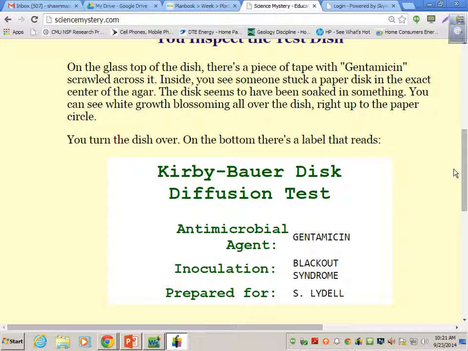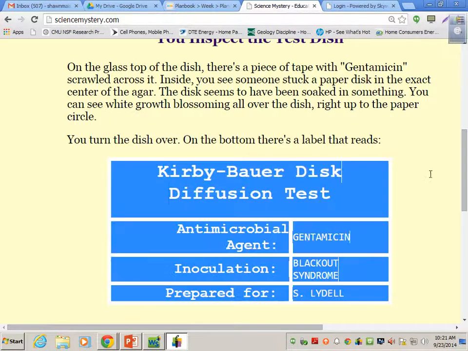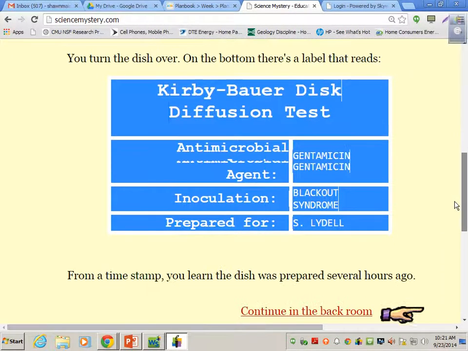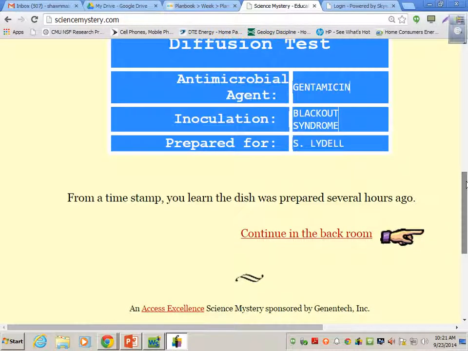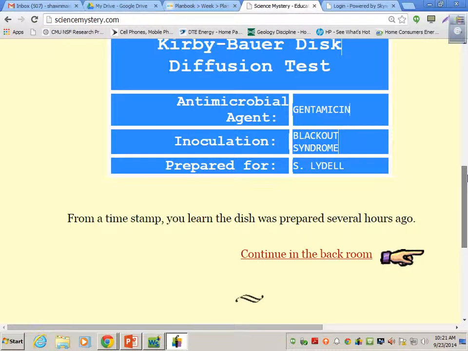Jinkies. You turn the dish over. On the bottom, there's a label that reads, Kirby-Bauer Disc Diffusion Test. Antimicrobial agent, gentamicin. Inoculation is the blackout syndrome from Dr. Susan Liddell. From a timestamp, you learned the dish was prepared several hours ago.